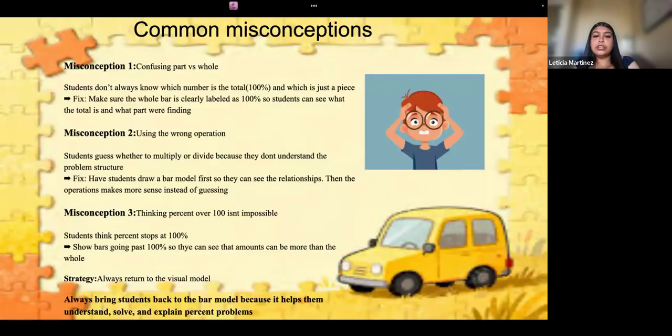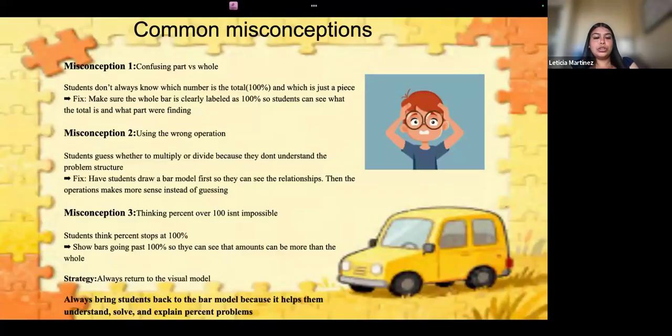Another misconception is using the wrong operation. Students guess whether to multiply or divide because they don't understand the problem structure. Basically, for finding the percentage, they'll divide when in reality they need to multiply to find what they need. So having the students draw a bar model first so they can see the relationships, then the operations make more sense.